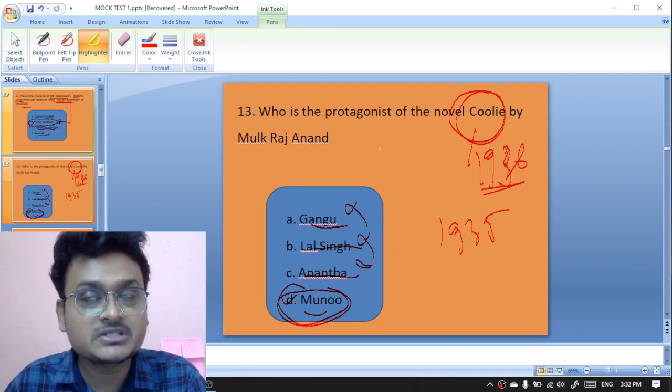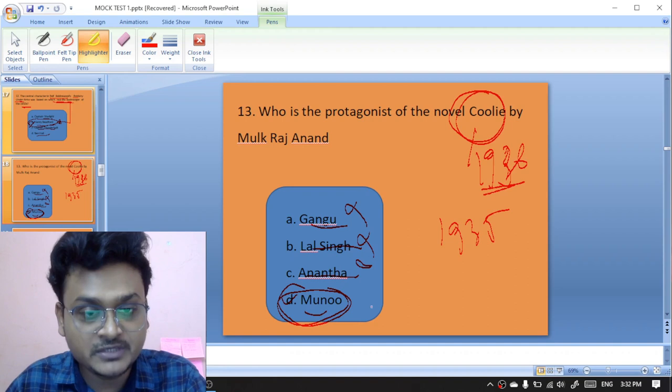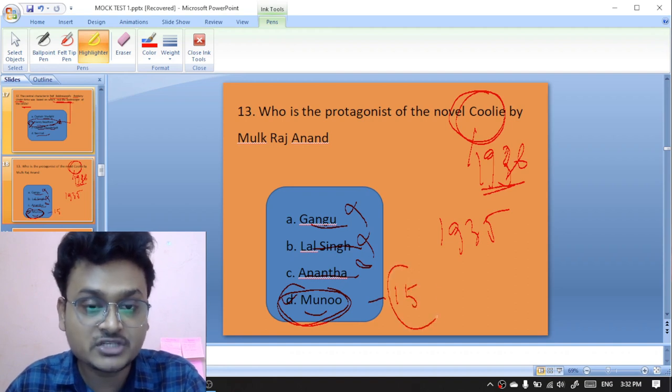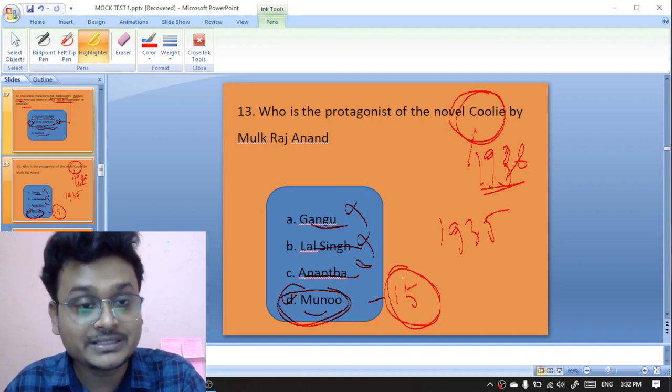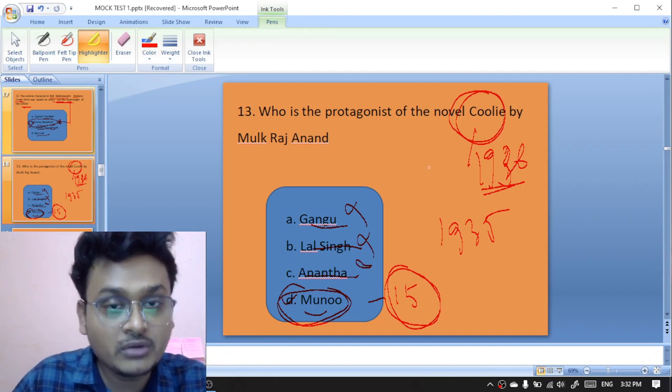He died of tuberculosis in his early age. At the age of 15, Munu died due to tuberculosis.